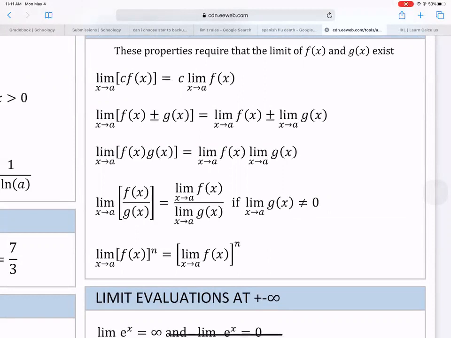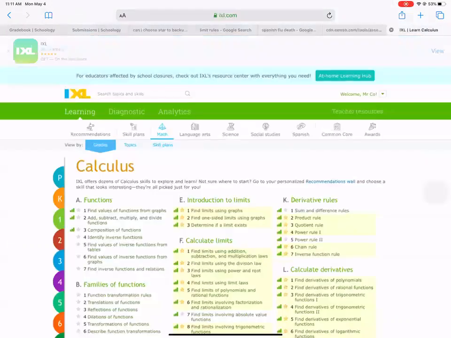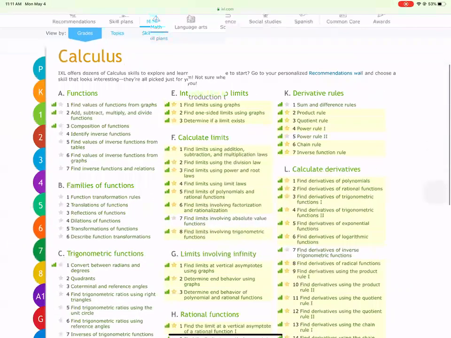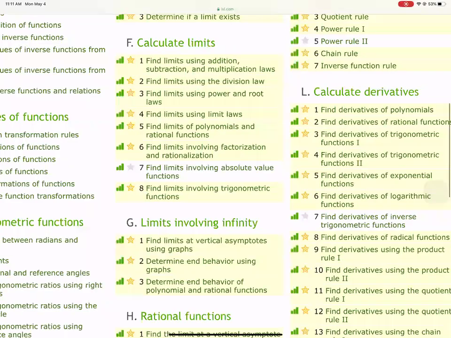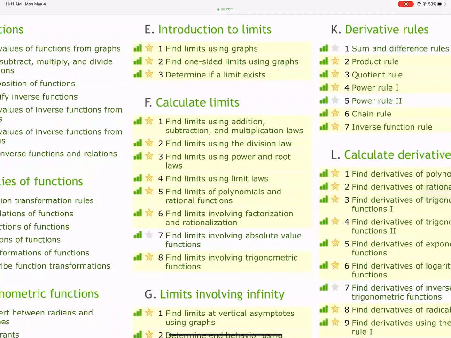Okay. So your IXL work today will be calculating limits 1 through 5. It seems like a lot, but it really is just practicing our adding, subtracting, multiplying, and even plugging in numbers. Okay, so it's not going to take you that much time, but sure, it might be a lot of problems, but it's not hard.